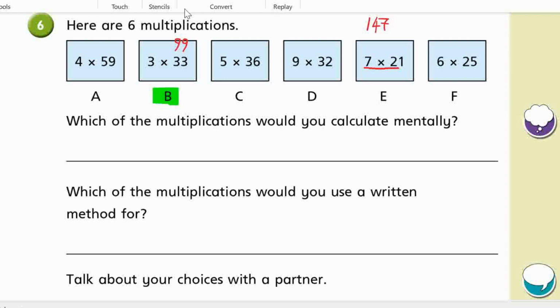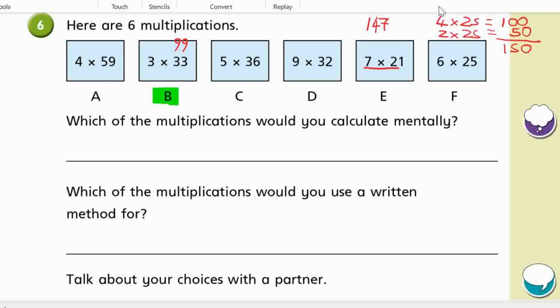Now, F is quite easy, because we know that 4 times 25 is, come on, quick, 100. We should know that. 4 times 25 is 100. And then 2 times 25 is what? 50. Right. So our answer must be 150. I still think B is the easiest. And that's the only one that you can really just calculate in your head quickly.